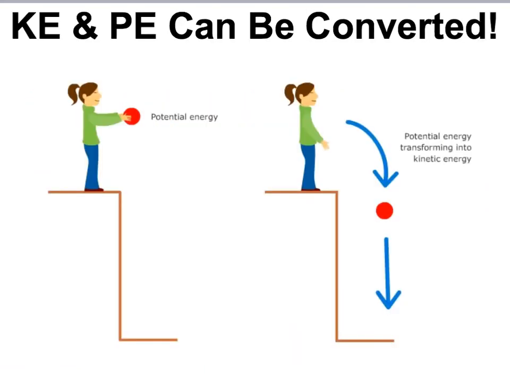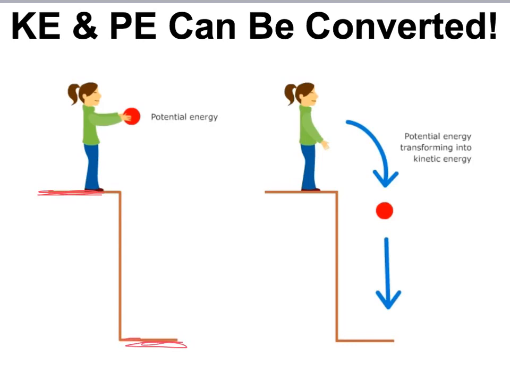Now a cool thing about kinetic and potential energy is that they can be converted to one another. Remember, we said that work is going to transfer energy from one object to another or convert energy. This is what I was talking about when I said convert energy. Now imagine that this young physicist that we've seen before, that's standing on this ledge, drops the ball down into the pit.